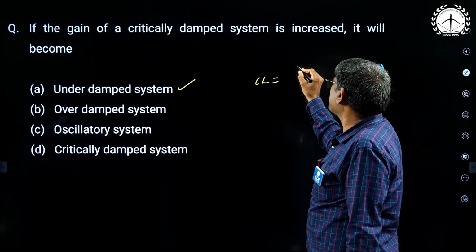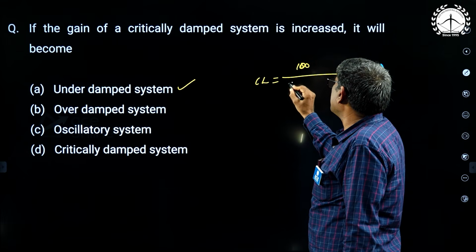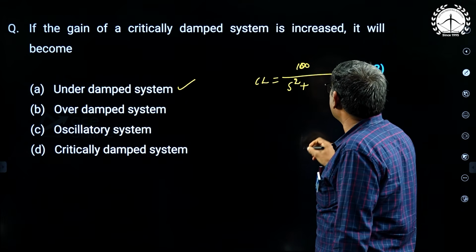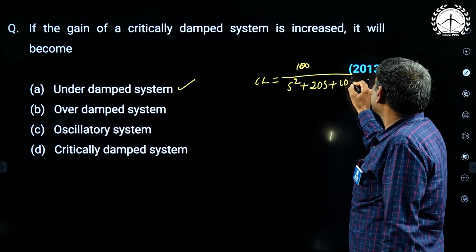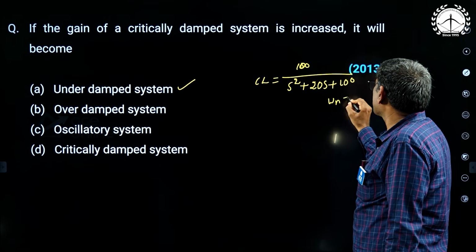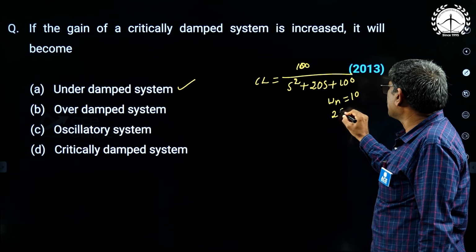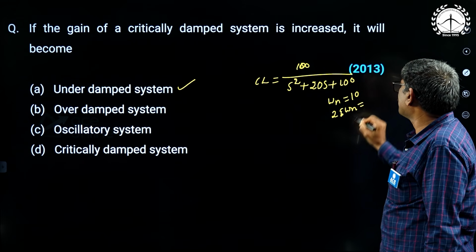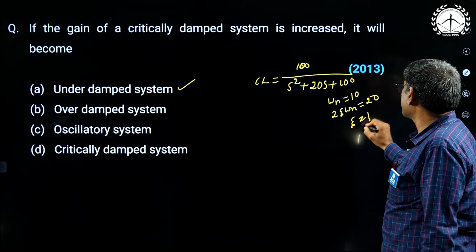So critically damped, for example, 10 divided by s square plus 20s plus 100. That means what happened? Omega n becomes 10. 2 zeta omega n becomes what? 2 zeta omega n is 20. That means we got zeta is 1, critical damping.